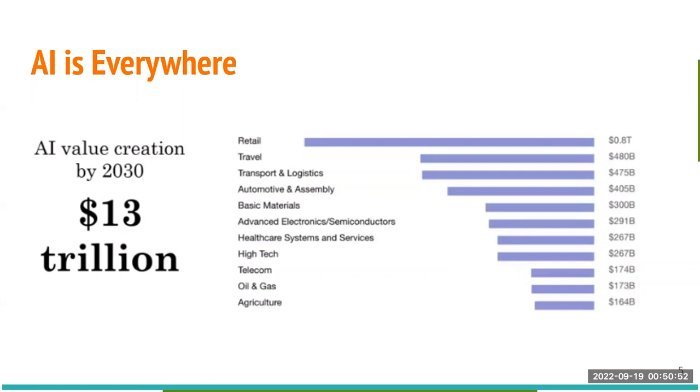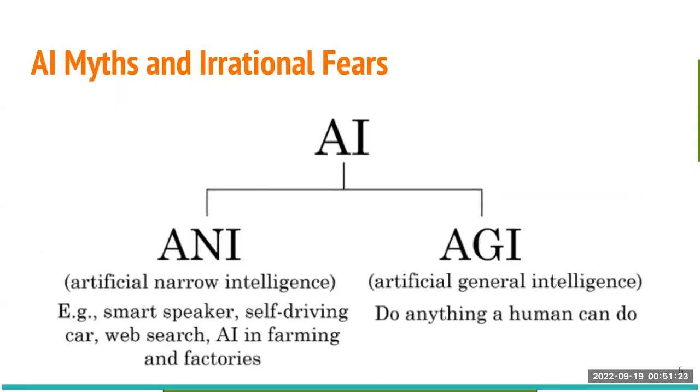So we discussed how AI is everywhere and it's creating value for almost every other industry, be it retail, travel, healthcare, telecommunications, entertainment, oil and gas. A lot of deployment of AI solutions is being done in these industries, and it has created an immense amount of value. And it's going to be 13 trillion, according to an estimate by McKinsey, by 2030.